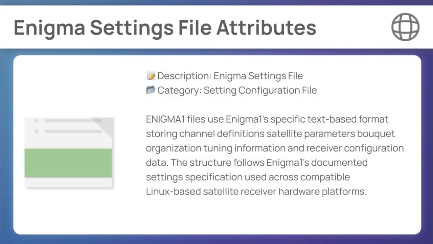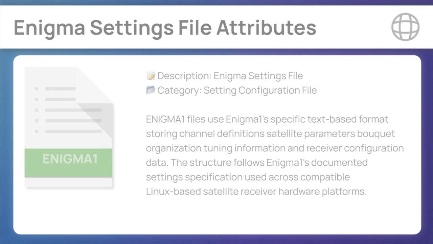Enigma1 files use an Enigma1-specific text-based format, storing channel definitions, satellite parameters, bouquet organization, tuning information, and receiver configuration data. The structure follows Enigma1's documented settings specification used across compatible Linux-based satellite receiver hardware platforms.